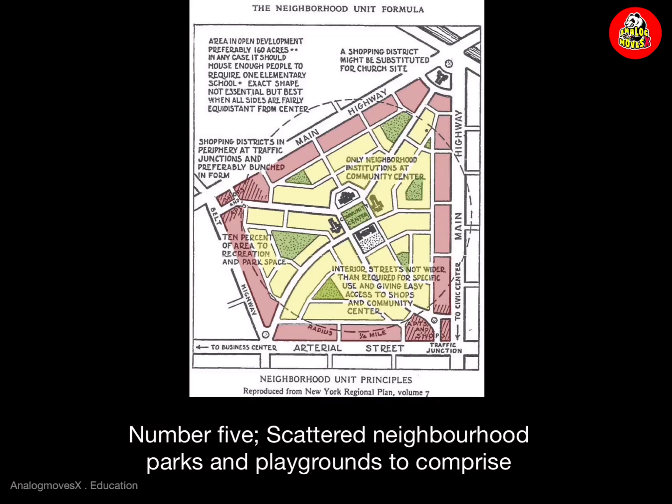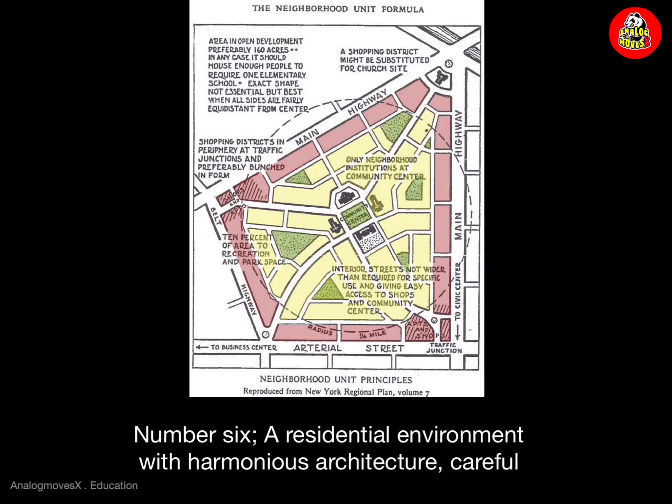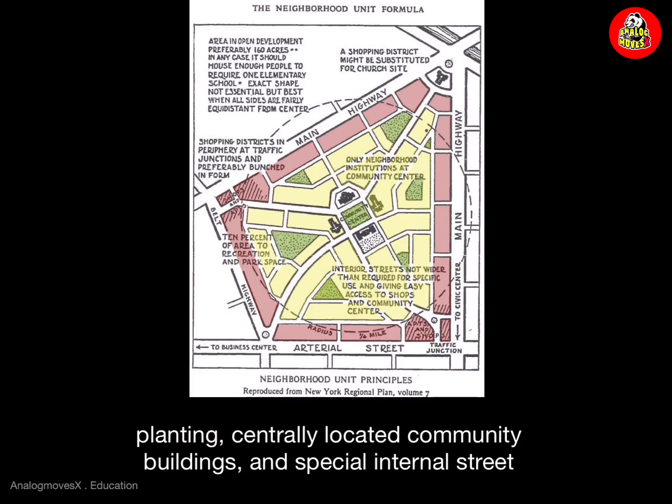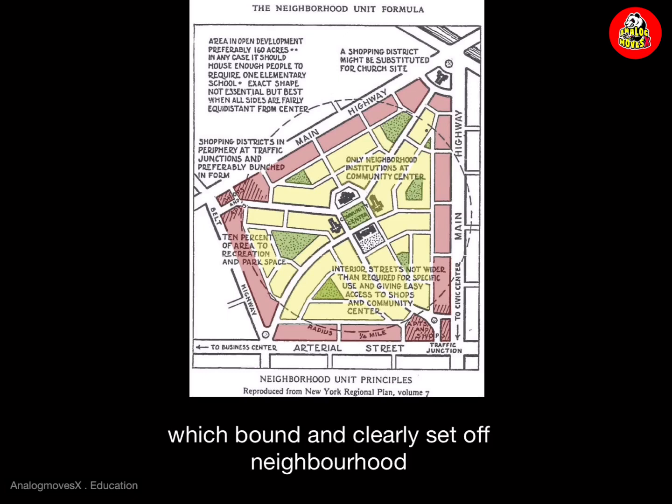Number 5, scattered neighborhood parks and playgrounds to comprise about 10% of the whole area. Number 6, a residential environment with harmonious architecture, careful planting, centrally located community buildings, and a special internal street system with deflection of all through traffic onto thoroughfares, with bounded and clearly set-off neighborhoods.